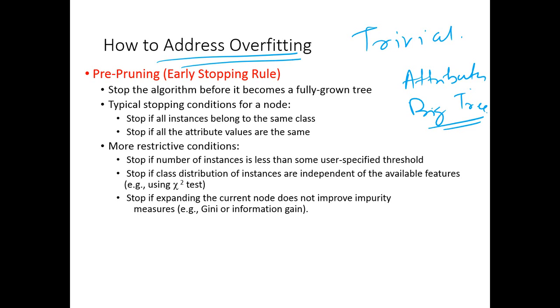Sometimes you have to use stopping conditions very early, and there are some thumb rules. Stop if all instances belong to the same class. Stop if all attribute values are the same. So these are stopping conditions. You can also use more restrictive conditions to stop the node without going to more and more nodes. Somewhere you have to stop. How to decide what is the best one?